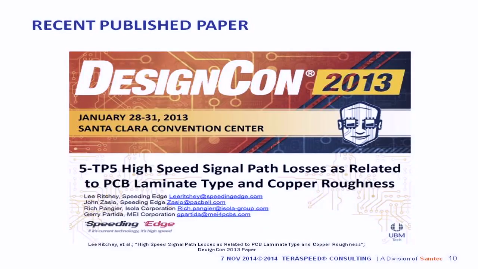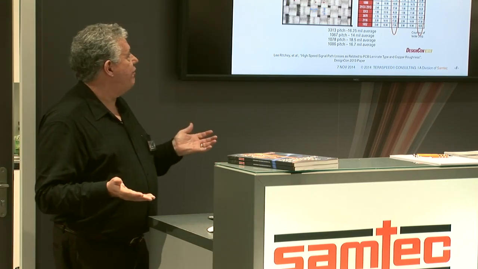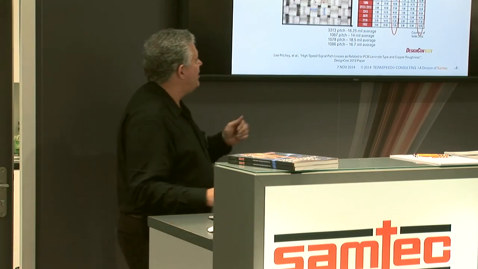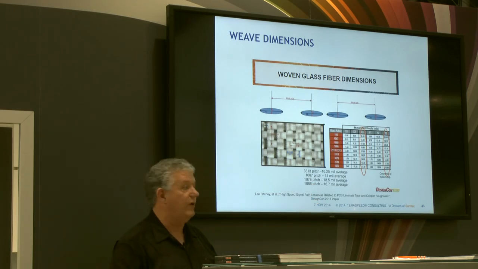Now, 2 years ago at DesignCon, Lee Ritchie, who is a colleague of mine and a friend of mine, a fellow consultant, did a paper along with Isola, the material manufacturer in the United States. And what they did was to look at different fiberglass and make some measurements. What a silly idea. So they took actual fiberglass, measured the pitch, and they looked at 3313, 1067, 1078, 1086. These are modern glass fiber weaves.